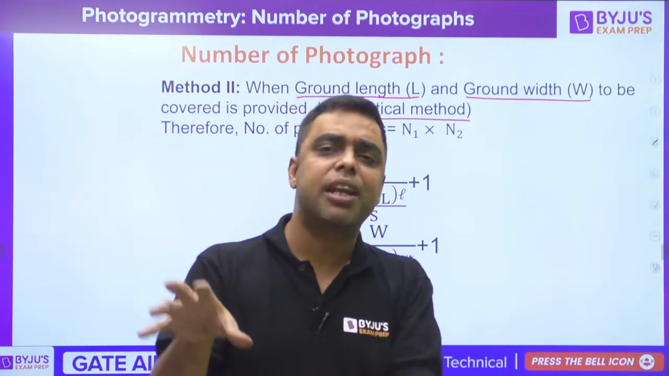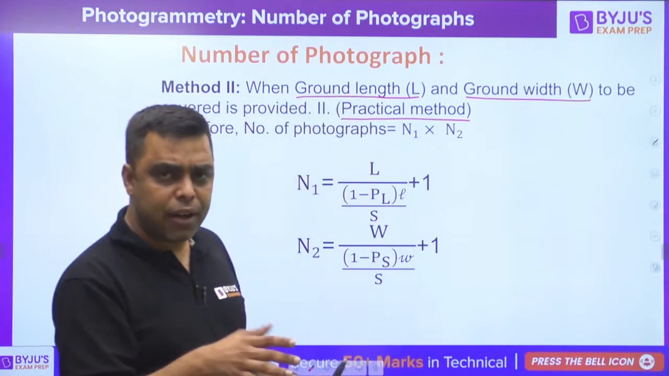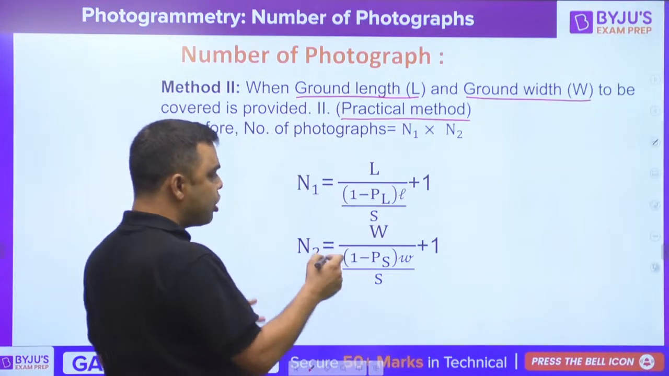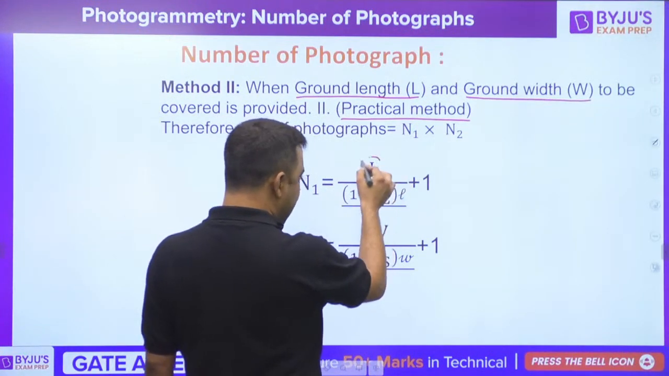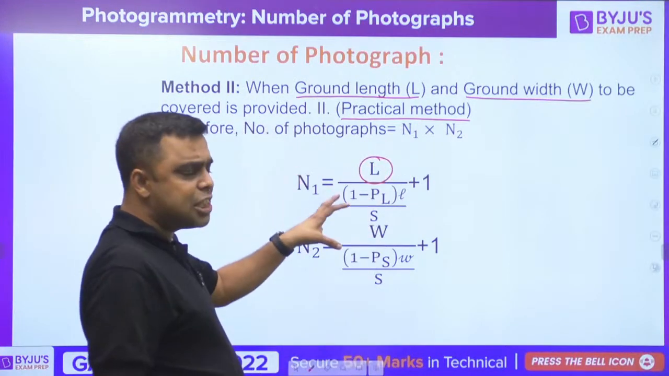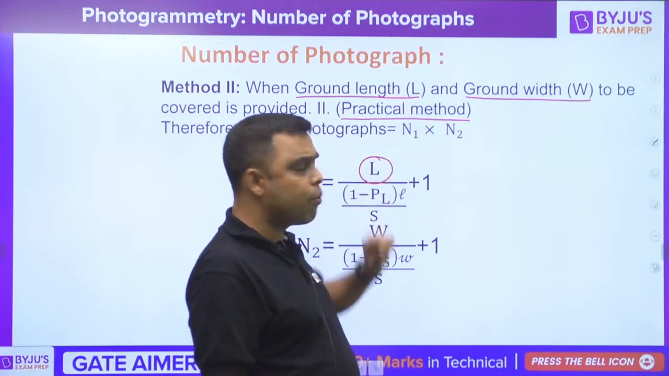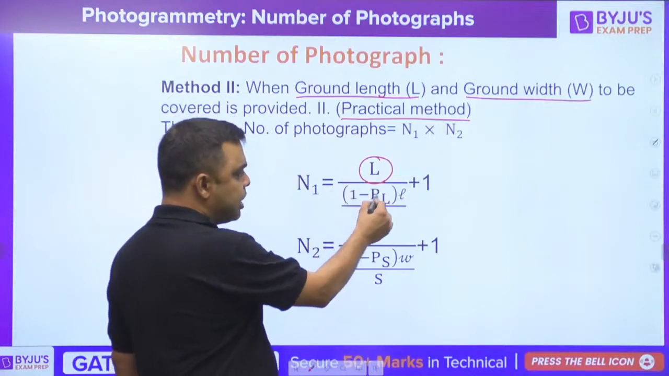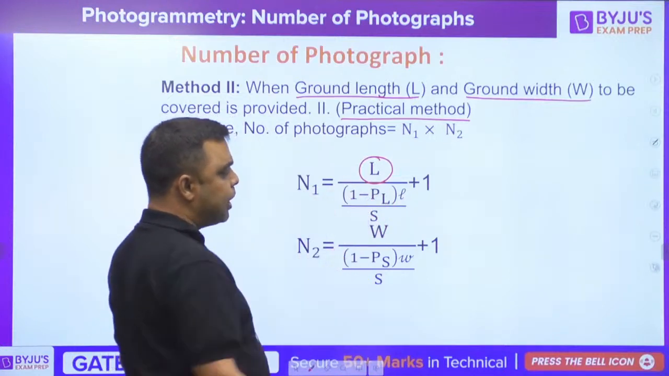So that is my N1 and N2. So what will be the N1? N1 is the number of photographs in the direction of flight line. So guys, basically I have L. That L is my ground length, as it is mentioned over here, the ground length which is to be covered. So L upon (1 minus PL) into small l divided by S.